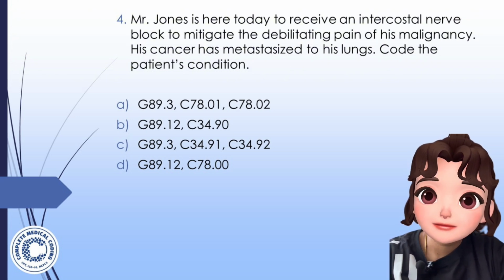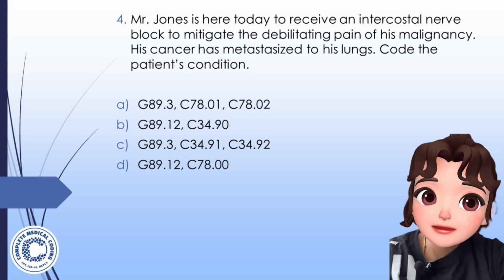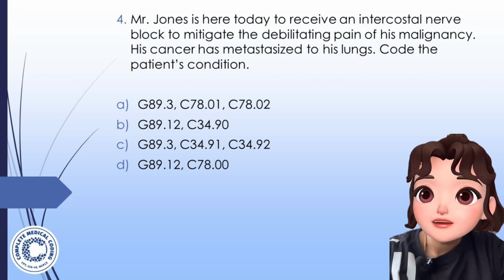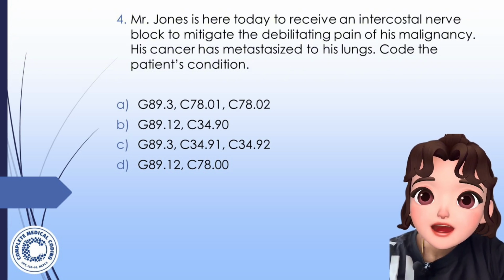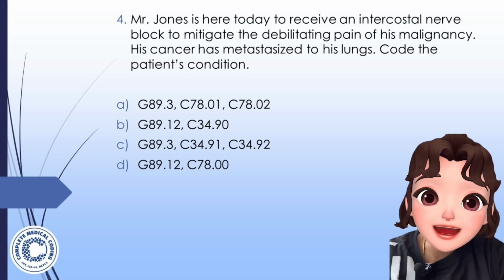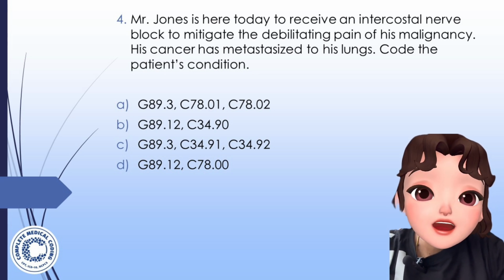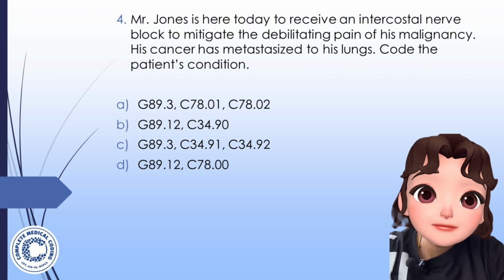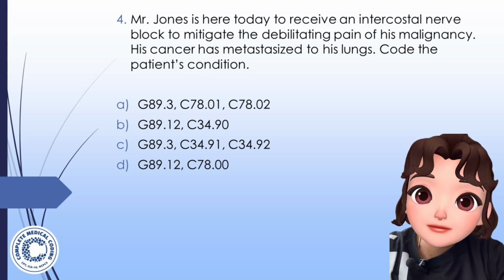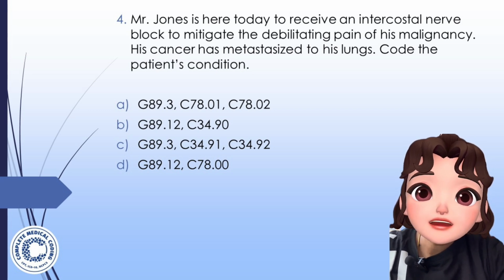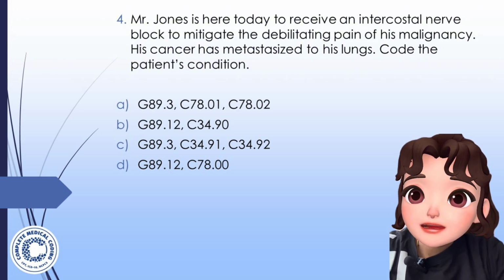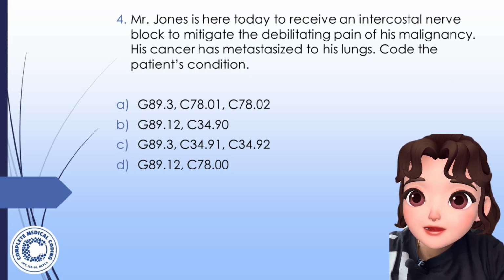Metastasized means spread. Whichever part is the primary, it has been spread to his lungs also after the checkup with the doctor. So we have to code the patient's condition. We have to code for the pain and we have to code for the cancer. But which code should come first? The pain code, right? Because the patient came to see the doctor because of pain. So we have to code the G code first. G code is for the pain. So let's check all the G codes first. Which code will be the correct one? G89.3 and G89.12. Two options are there.